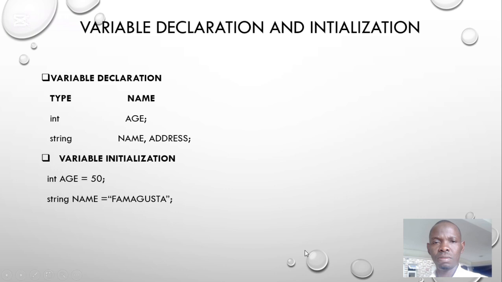Now, variable declaration. First, we must declare a variable before we can use it. Here is a variable declaration. We declare the variable age to be of type integer, and also name and address to be of type string. We initialize the variable name age of data type int, and likewise we assign a value to the variable called name of type string.